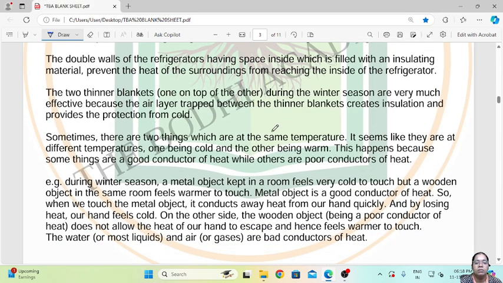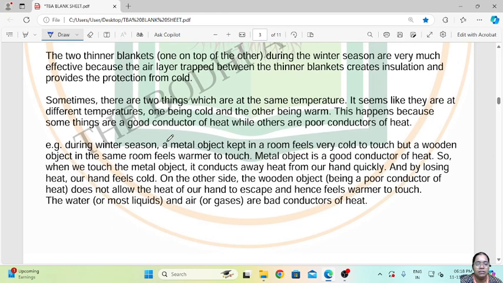Sometimes there are two things which are at the same temperature, but it seems like they are at different temperatures, one being cold and the other being warm. This happens because some things are good conductors of heat while other things are poor conductors of heat. So this was about conductors and insulators.